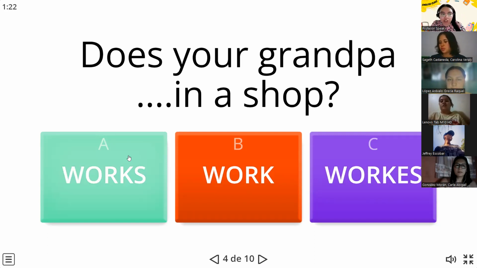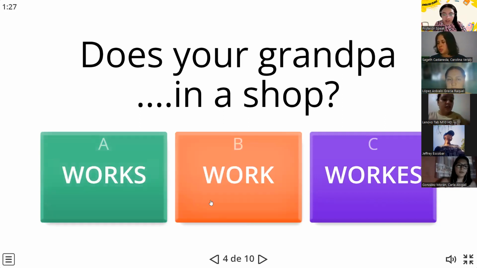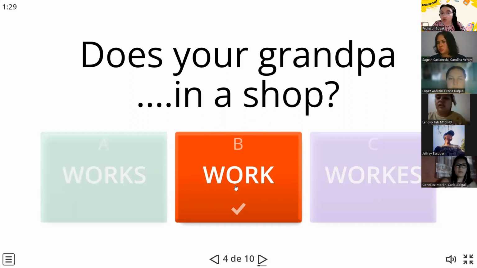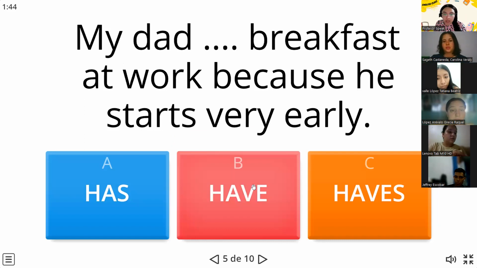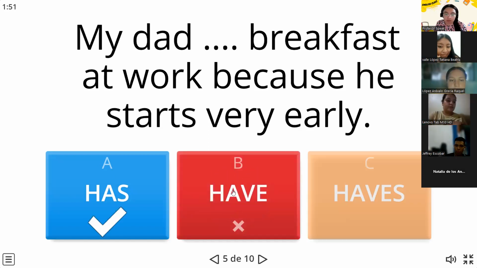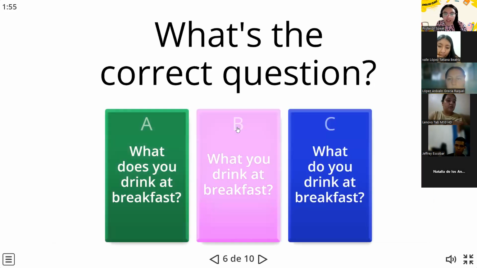When we make questions, do we modify the verb in third person? Remember that we don't. We don't change it because we're using does. Okay, my dad breakfasts at work because he starts very early. Letter B, are you sure? My dad have. Let's see. No, my dad has. Letter A, my dad has breakfast.